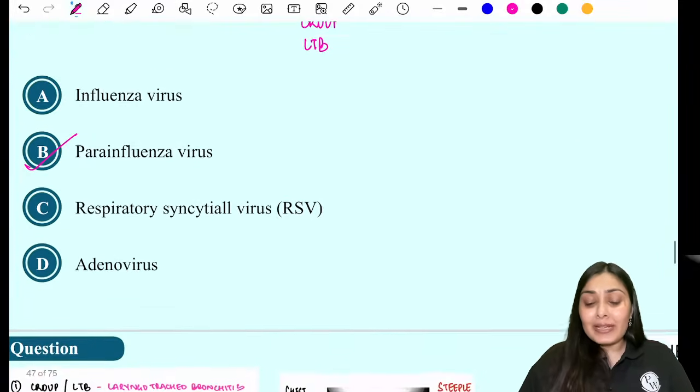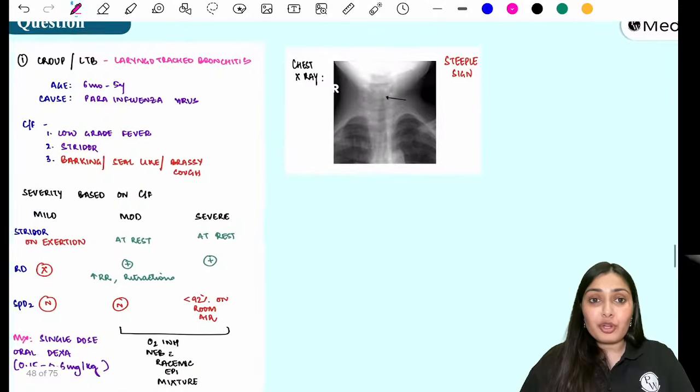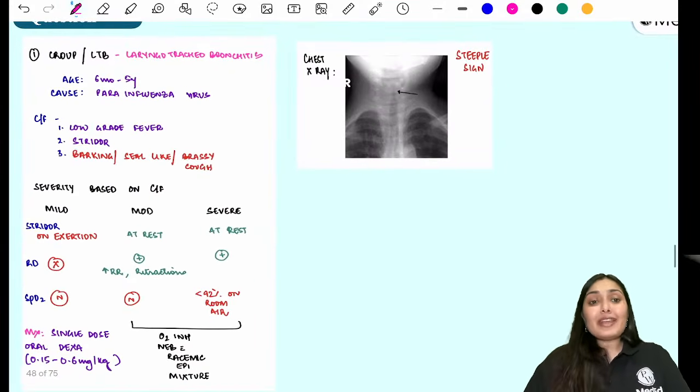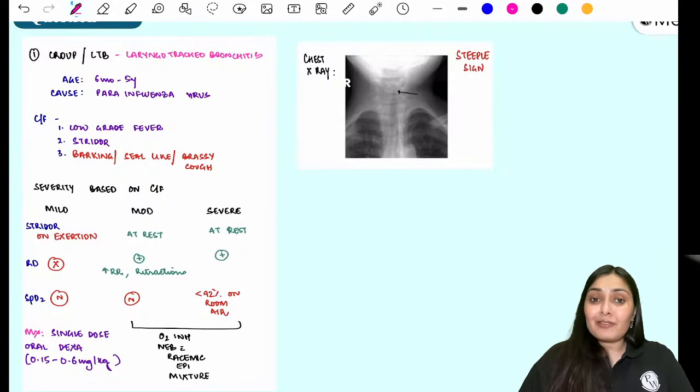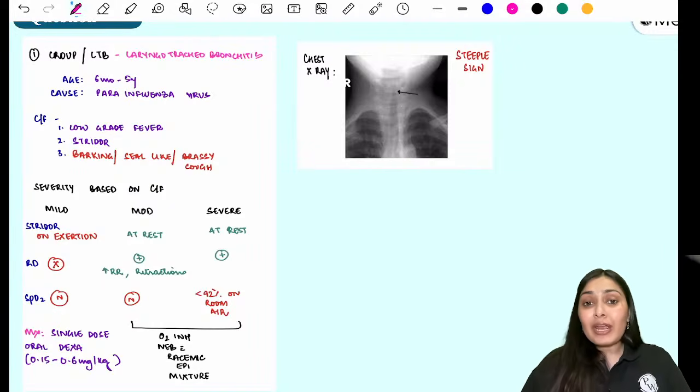So now let us revise this condition, croup or laryngotracheobronchitis. What is the age group in which we see this commonly? 6 months to 5 years of age. It is a viral illness. The most common cause is parainfluenza virus. This child will present to you with a viral prodrome. There will be low-grade fever, stridor, and a typical cough. What is this cough? This is barking cough, seal-like cough, or brassy cough.